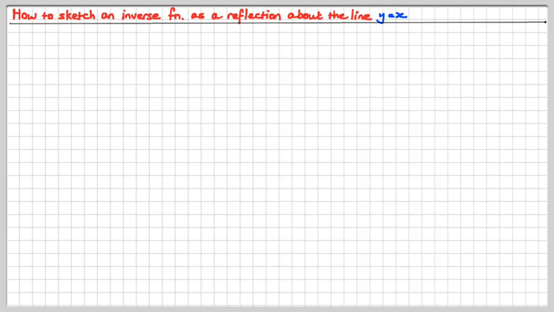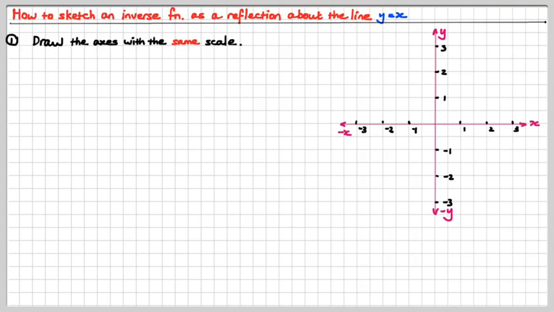Now, this is a very interesting screen here. This is Dr. Wolfman's recipe on how to sketch an inverse function as a reflection about the line y equals x, and it's very detailed, and if you follow it you won't go wrong. Draw the axes with the same scale. Here they are, and I've used the same scale. It just gets a little bit less confusing when you're trying to be reflecting things in the line y equals x and they don't quite look the same. If the axes scales are the same, it just lines up properly with your brain and your spatial awareness.